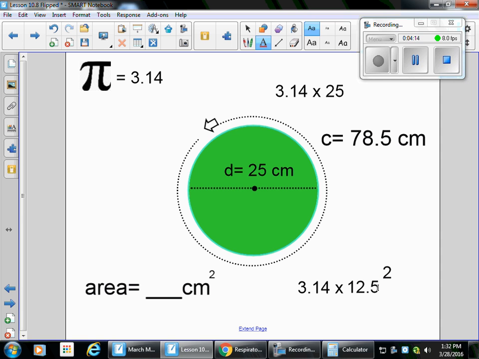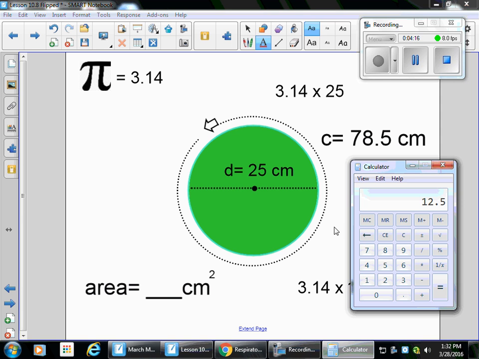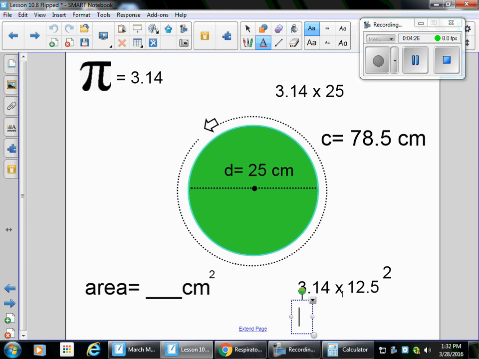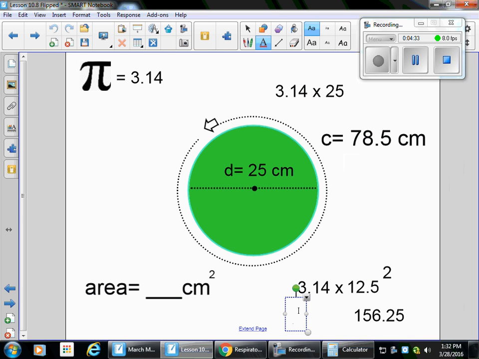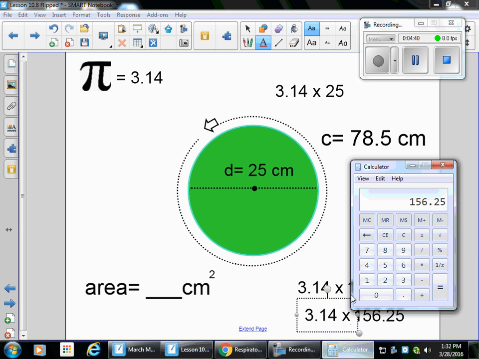So area is 12.5 to the second power. That would equal 12.5 times 12.5, which equals 156.25. So we'll go 3.14 times 156.25. Do you see how area is much larger? 156.25 times 3.14 equals 490.625.